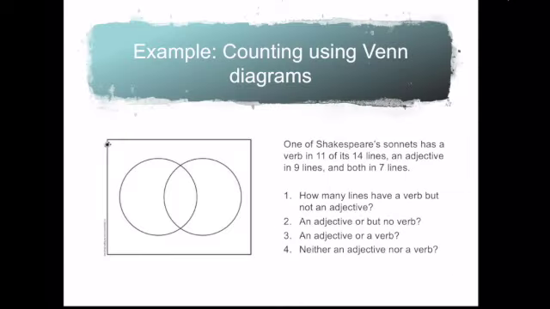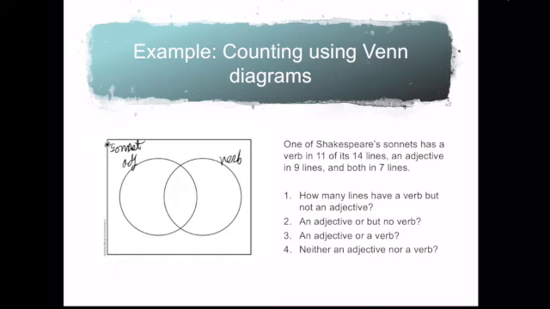That's one of the other uses for Venn diagrams, for counting, especially when we know the size of the sets involved. So let's take a look at this problem. One of Shakespeare's sonnets, so our universal set is this sonnet, has a verb in 11 of its 14 lines and an adjective in 9 lines and both in 7 lines. So here I've got adjectives and here I've got verbs.